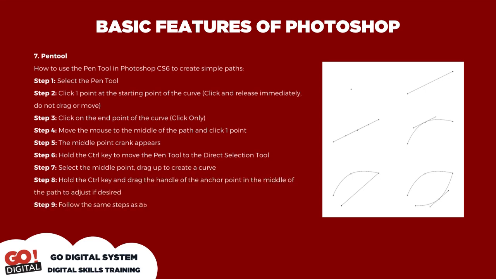Step 5. The middle point appears. Step 6. Hold the Control key to switch the pen tool to the direct selection tool. Step 7. Select the middle point, drag up to create a curve. Step 8. Hold the Control key and drag the handle of the anchor point in the middle of the path to adjust if desired. Step 9. Follow the same steps as above with the start and end points of the curve to create a path as shown below.